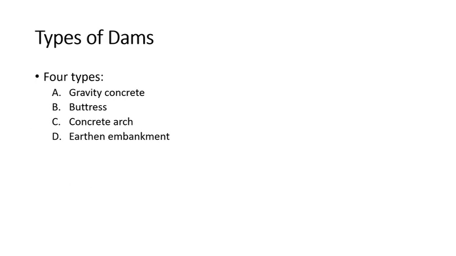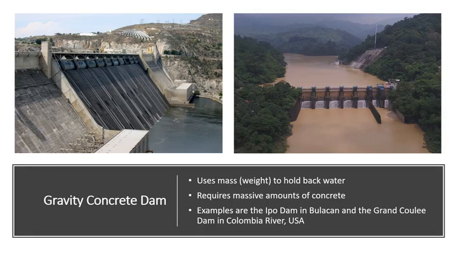Now, there are four main types of reservoir dams: gravity concrete, concrete arch, buttress, and earthen embankment. The gravity concrete dam basically relies on sheer weight or mass of concrete to hold back water. In consequence, it requires a massive amount of concrete, and the examples here are the Grand Coulee Dam in USA on your left, and the Ipo Dam in Bulacan on the top right figure.